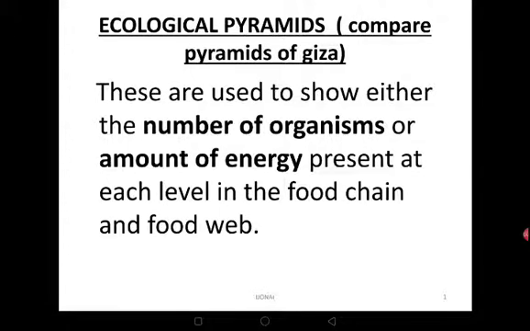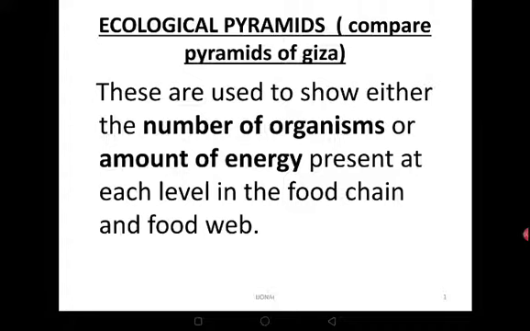Ladies and gentlemen, our dear students, I want to welcome you to lesson 5 of our topic, ecology. And today we are going to look at ecological pyramids. Yes, we are going to look at ecological pyramids.